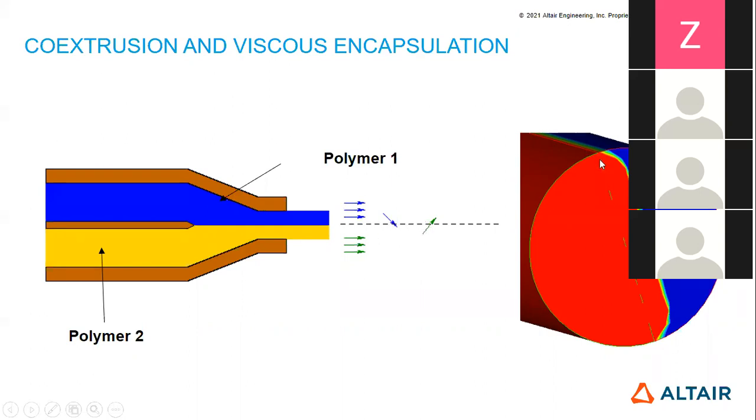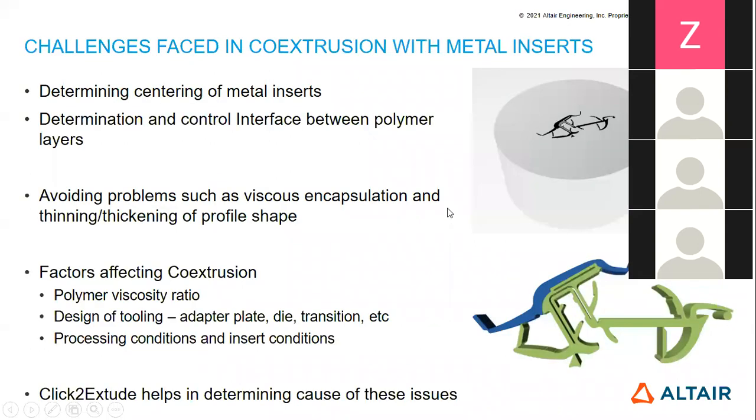Here you can see the dotted line is the middle line, but the red color gets mixed with the blue color, and that is not required for the finished component. So that is known as viscous encapsulation in the co-extrusion process.